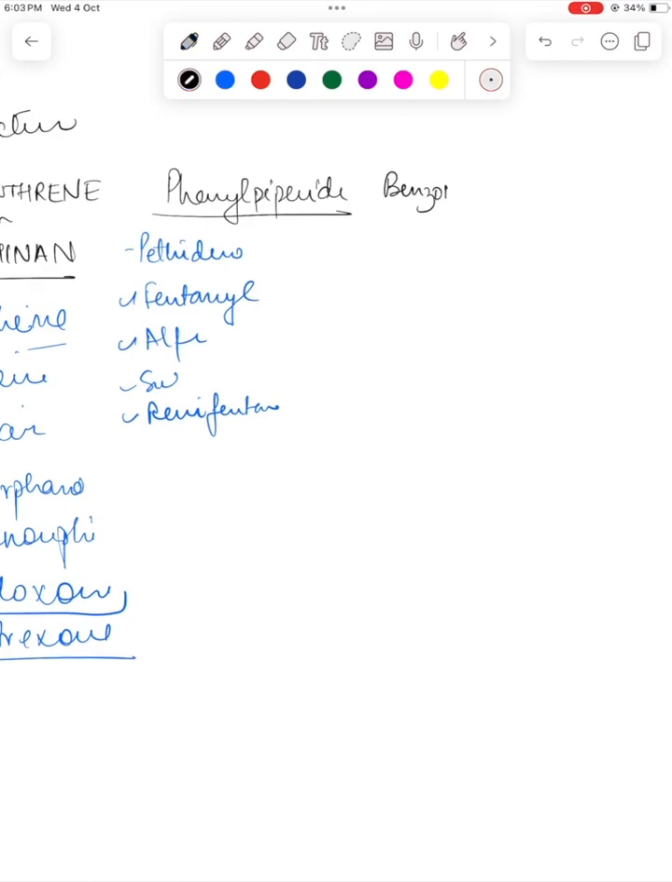Then we also have benzomorphin derivatives, which only comprises one drug, which is pentazocine. And then finally we have methadone derivatives, also known as diphenylpropylamine derivatives, which obviously has just one drug, which is methadone.